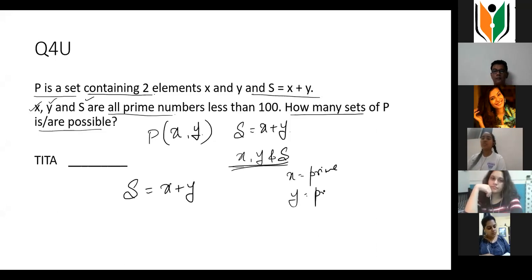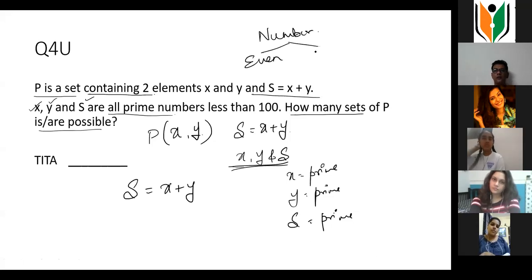Y is a prime number. And S is also a prime number. Now let's keep prime numbers aside for a minute. I know for a fact that any number I take can be of 2 kinds: one even and one odd. These are the only 2 kinds of numbers I can have. I cannot have any number which is both. Done? So if I'm taking these 2 numbers, then what are my possibilities?